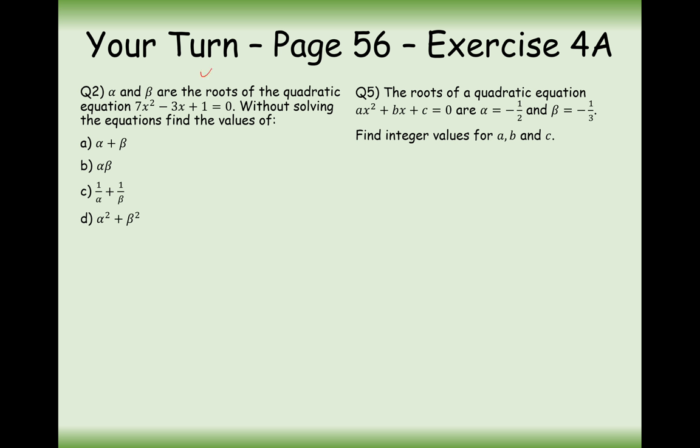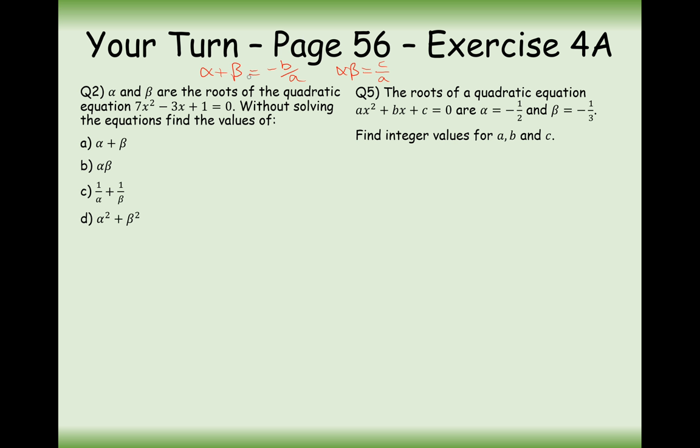Before we have a go at the questions, I'm just going to write down at the top, alpha plus beta equals minus b over a, and alpha beta is equal to c over a. Okay, so those are the two formulas I'm going to be using quite regularly in this problem, so it's important that I know them and I can just recall them straight away.